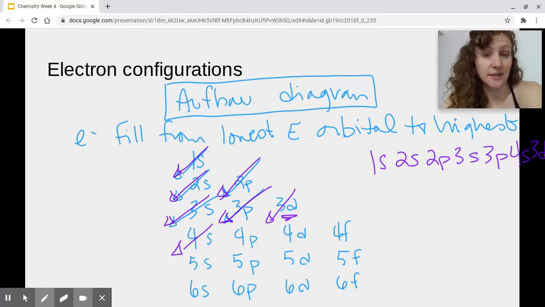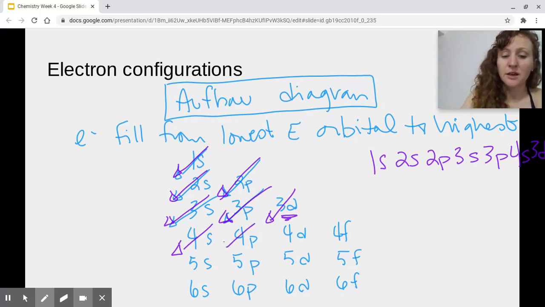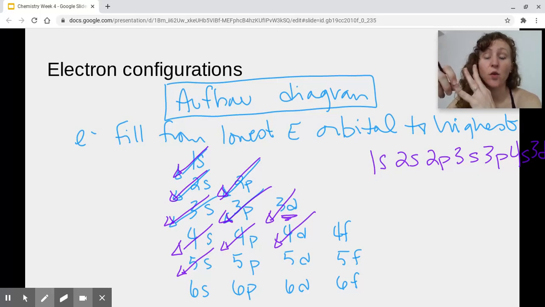What fills next? 4p, then 5s, then 4d. So notice it happened again. The 4s, 4p filled. The next electron goes into the 5th energy level. And then after that one's filled, the electrons come back and fill the 4D.